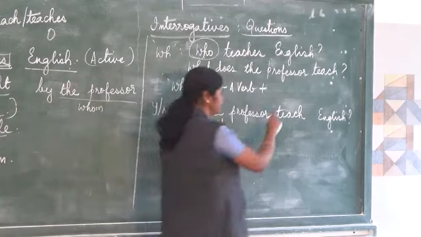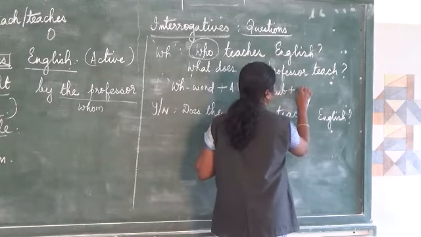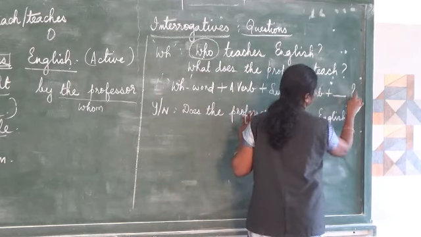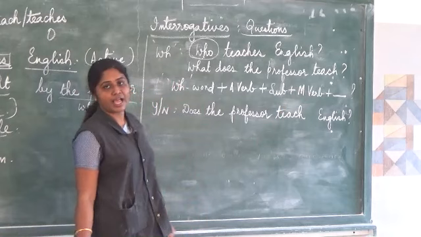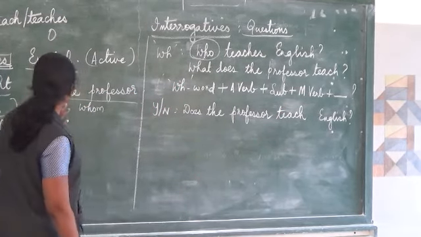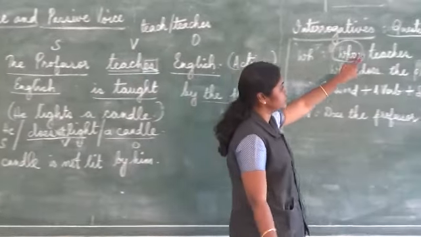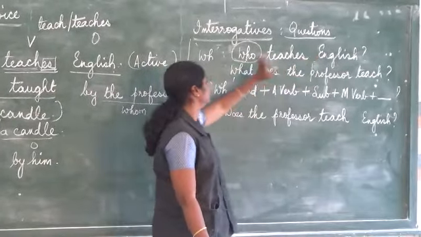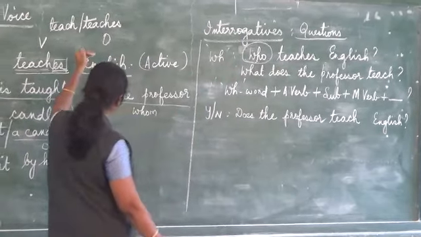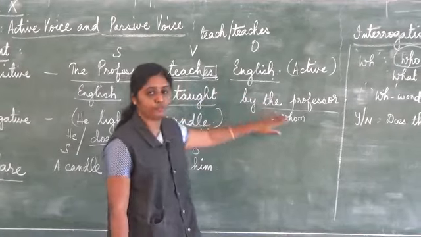Then you have subject. Then you have main verb. And if there is any remaining part of the sentence, the rest you will have in the end. Is it clear? Okay. So now, see, this is the passive form we have got. Who teaches English? We are changing this question into the professor teaches English. Clear? And for this sentence, we have already written the answer as English is taught by the professor.